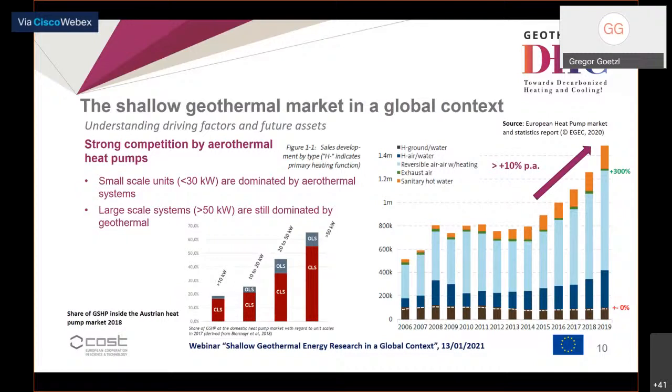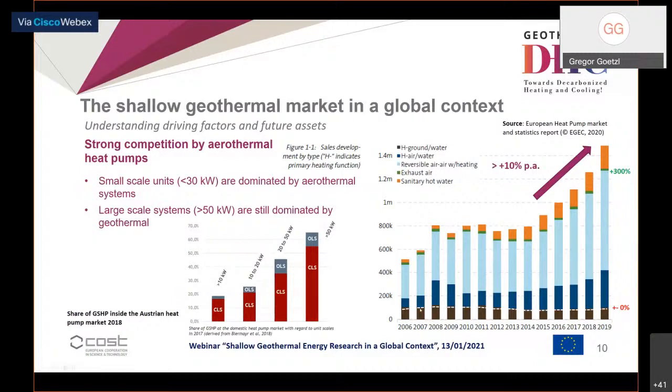And if you look on the right-hand side of this sketch, you see the market numbers, the annual sales from the European Heat Pump Association, EHPA. And what you can observe between 2015 and 2019, the overall heat pump market was growing at around 10% per year, and it's getting stronger and stronger because now the technology really enters on a large scale into the heating market in Europe. But this mostly or exclusively applies to air-based systems.